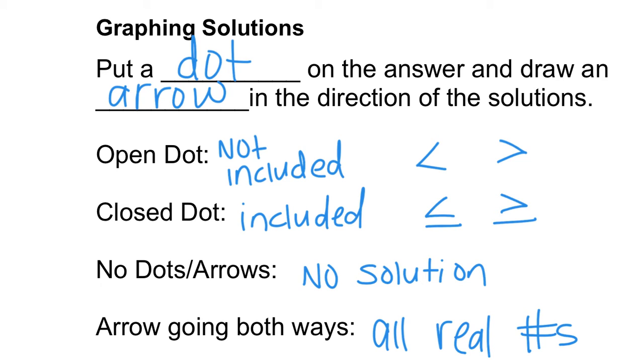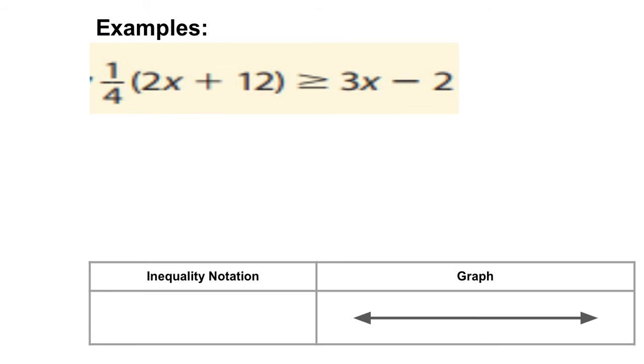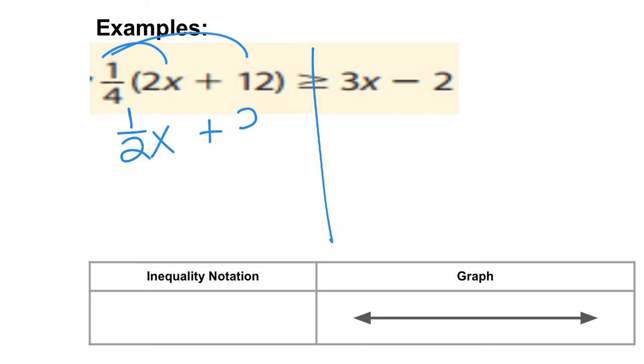All right. So let's look at some examples of this. So we're going to solve these by distributing first. So a fourth times 2x would be 1/2 x. A fourth times 12 would be 3. And then we get 3x minus 2.